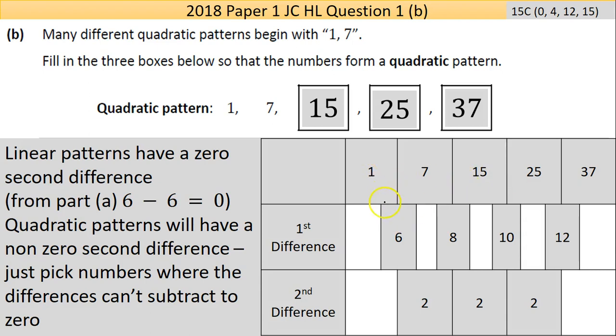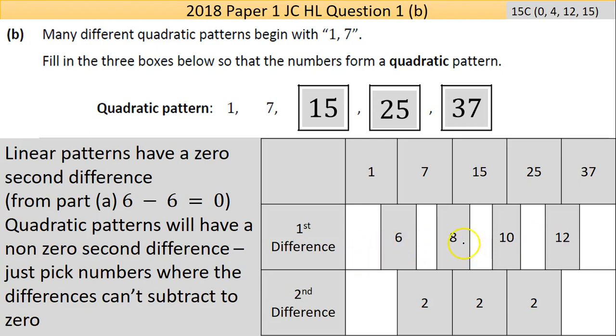Now the first difference there is not constant, so it's not linear. 7 minus 1 is 6. 15 minus 7 is 8. 25 minus 15 is 10. 37 minus 25 is 12. So the first difference is not constant.